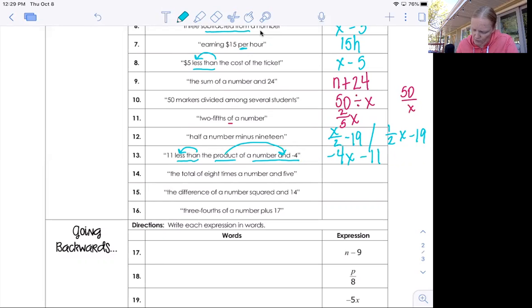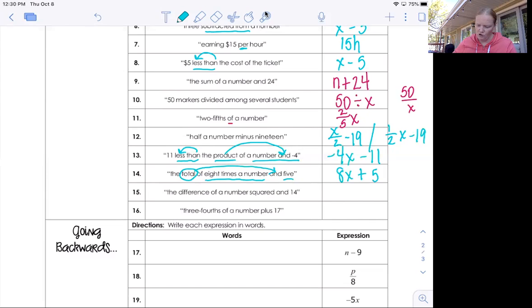The total of 8 times a number and 5. So the word total is going to go where the word and is. So it's going to be 8 times a number plus 5, because total means plus. So I get 8x plus 5. Okay, this is a little tricky when we start adding multiple steps, so don't worry if it's not clicking right away. We're going to be doing this all year.